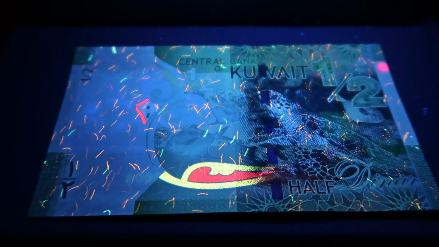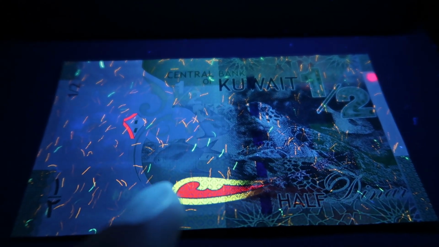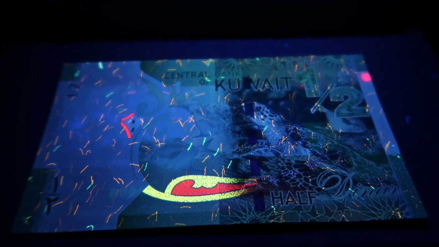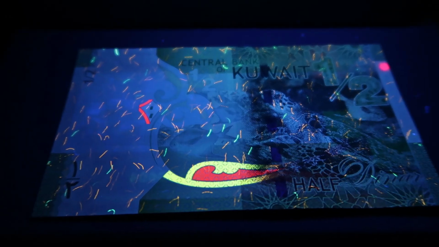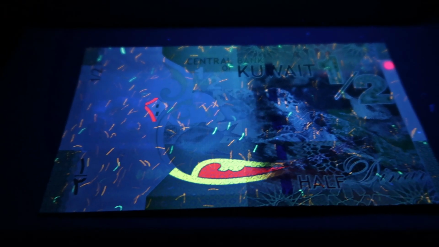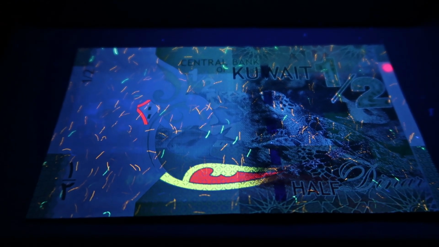And this is the backside of the Kuwaiti half dinar note, and as you can see here, this area is glowing in red and orange. And you can see here this symbol is glowing in red and fluorescent, and the small strips are all across the note here, which are glowing in fluorescent and reddish pinkish thing. So this is also looking very gorgeous under UV light.